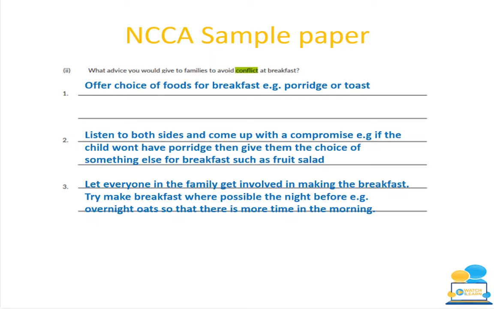Sample answer 3, let everyone in the family get involved in making the breakfast. So say, for example, you could actually make the breakfast the night before. So for example, overnight oats, but you can let the child choose the toppings and what kind of stuff they want to put into it. By making it the night before, it means there's more time, and it means if the child is late getting up out of bed, you're not giving out to them for not having breakfast. So it's allowing more time and more choice.